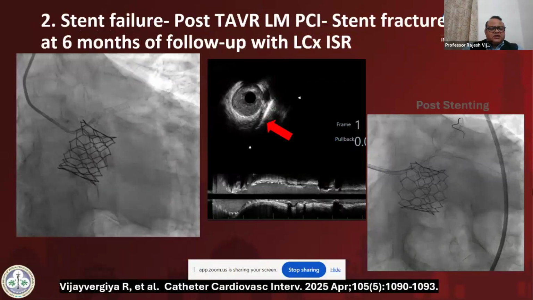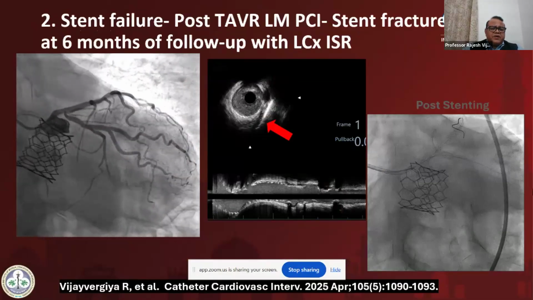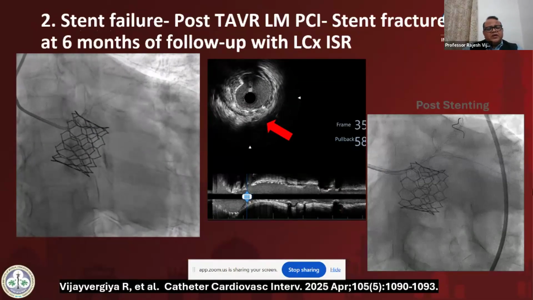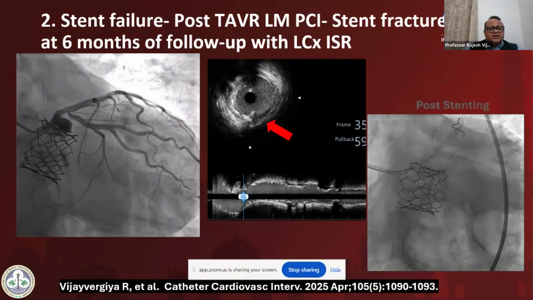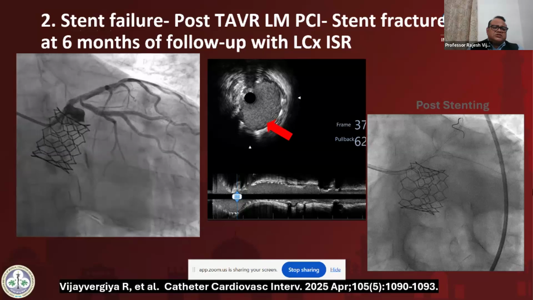In this particular case, we had a Natavi done, and then there was acute occlusion of the left main. The patient deteriorated, for which we did two-stent bailout stenting and could restore the flow across the left main.